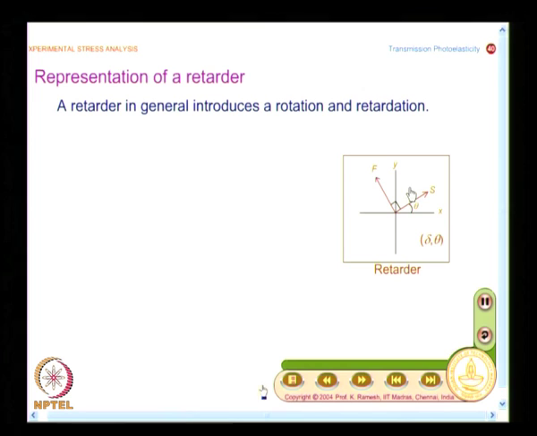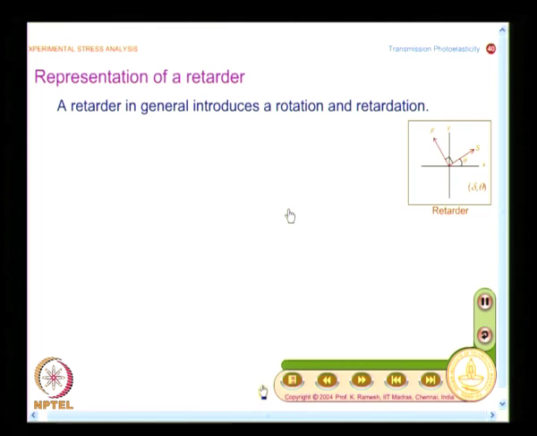The moment light hits the retarder, I will have a rotation matrix, then I will have a retardation matrix, then a reverse rotation matrix, so that whatever the exit light ellipse is, it is referred back to the x and y reference. So, this is what I am going to do. I am going to have a rotation matrix. So, we will write one after the other.